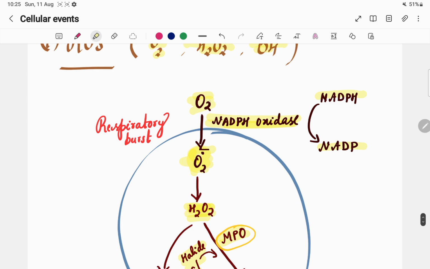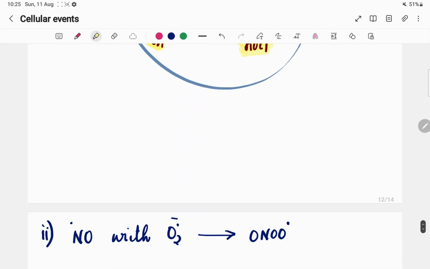And this conversion of oxygen into the superoxide ion is what we call the respiratory burst. That is, in neutrophils this oxidative reaction occurs during phagocytosis. So this reaction is known as the respiratory burst. That is all about reactive oxygen species in short.